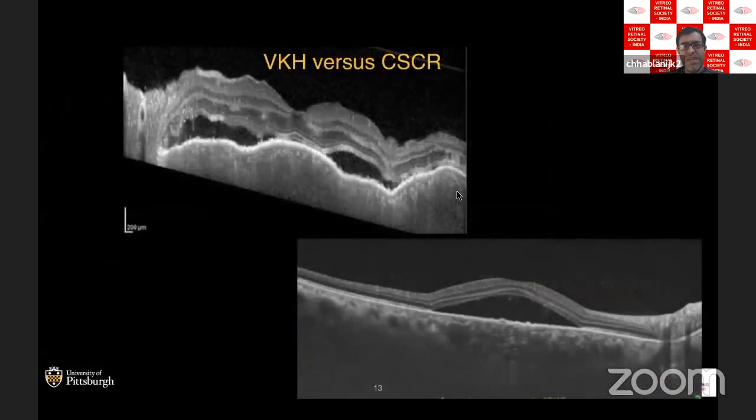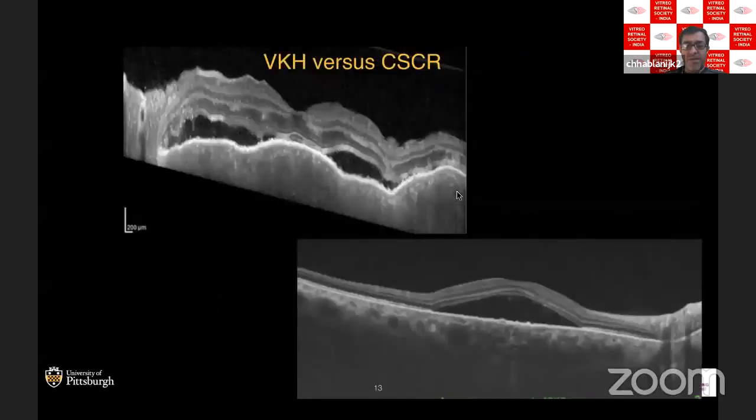Let's talk about VKH and CSCR as we were talking before. As you can see, the choroid is thickened in both diseases. You see the subretinal fluid in both diseases, but very characteristically, the choroid in the picture on the top, which is VKH, does not show a good architecture. You are not able to see the choroidal vessels so clearly, and I will come to that picture again when we follow up these patients with VKH.